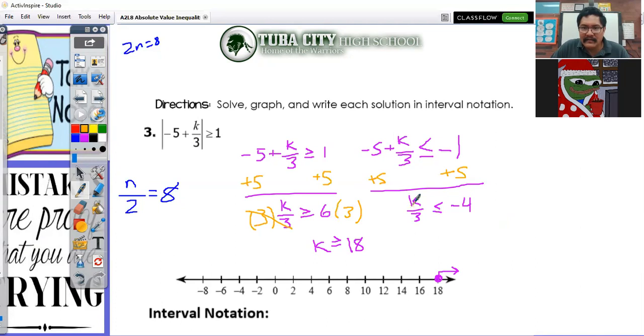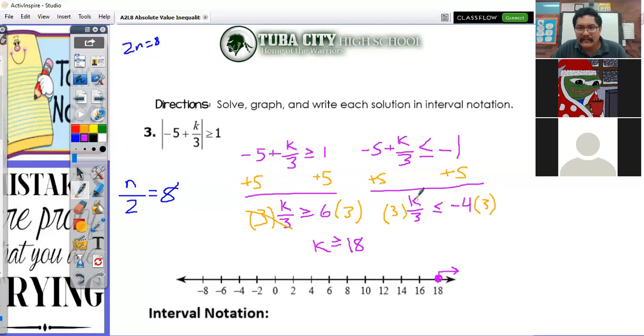Okay, so again, we have to think of a number that we divide by 3 to get negative 4. So again, we're dividing a number by 3, and you could probably think, okay, like 10 divided by 3 is like 3.3.